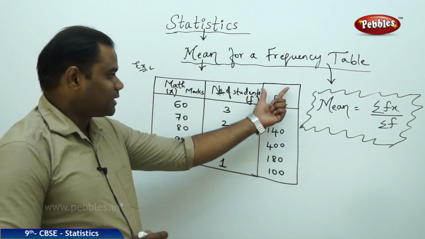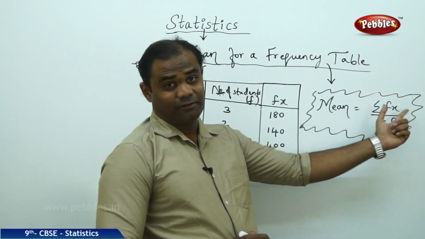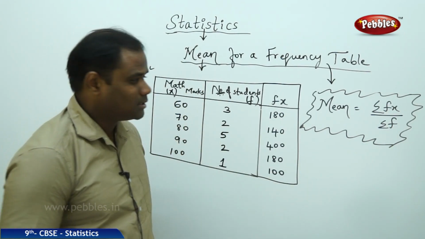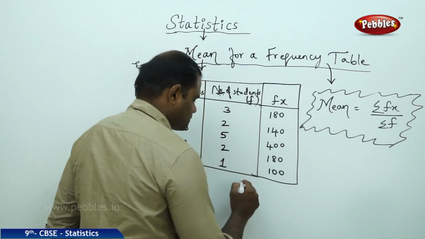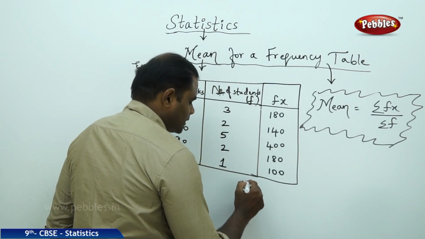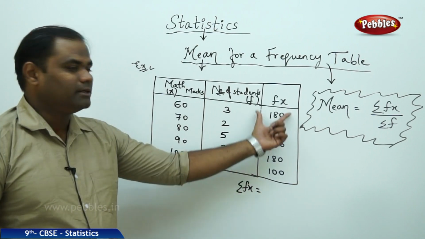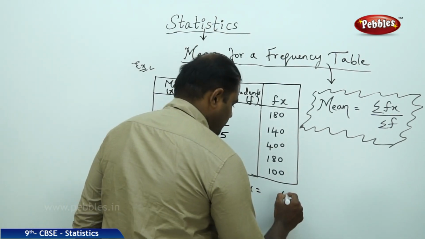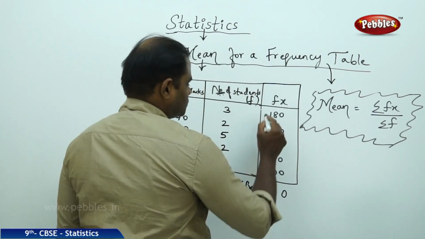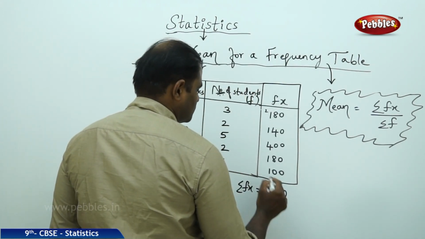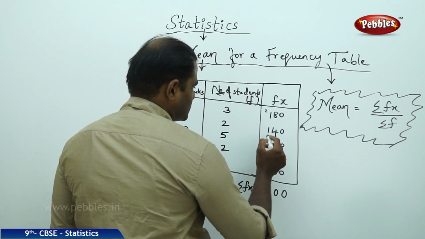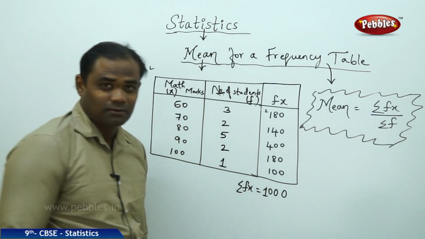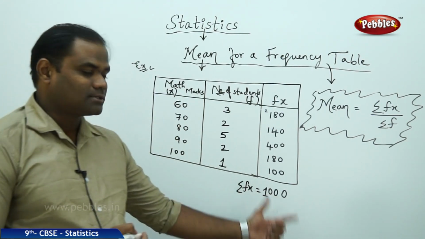Now that I have got fx, next I need sigma fx. Sigma means summation, and hence I'm going to add all of this. I can get sigma fx by adding each of the fx in the entire column. So when I add up, I get a round figure of 1000. So sigma fx is 1000.